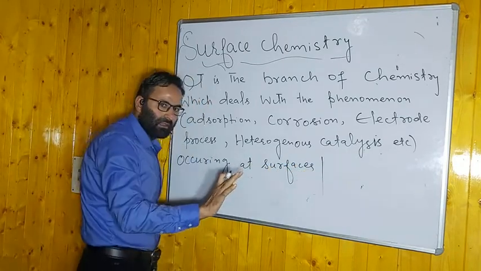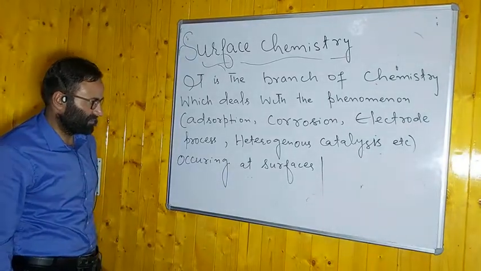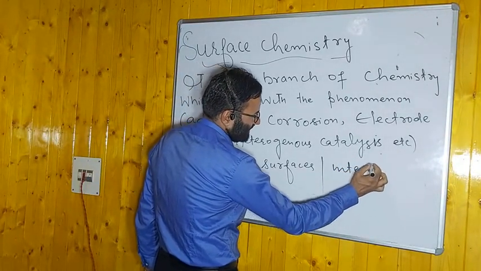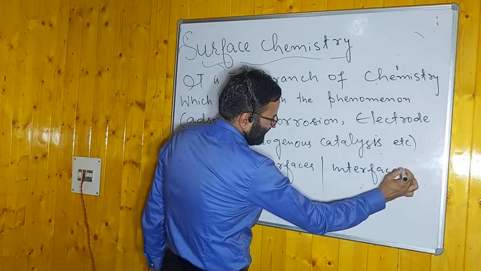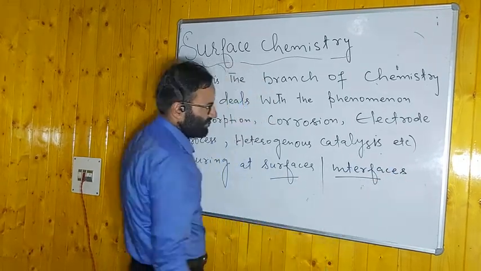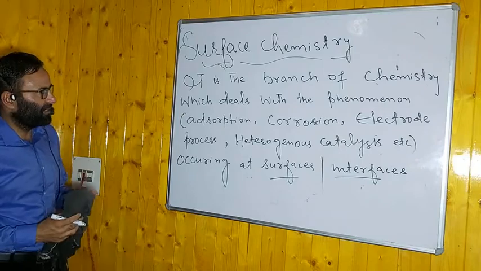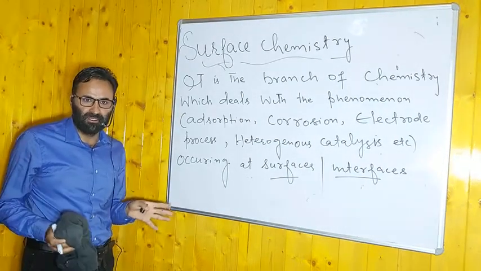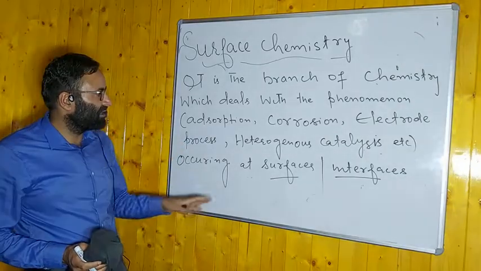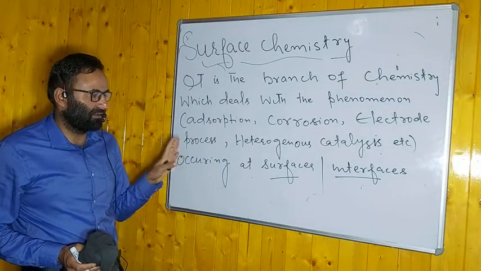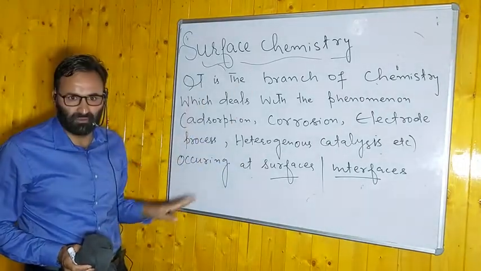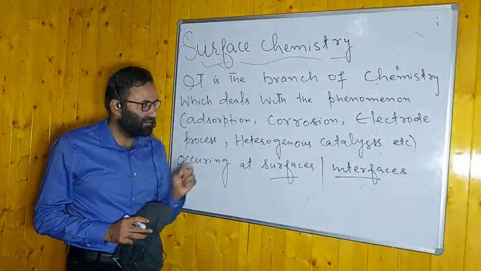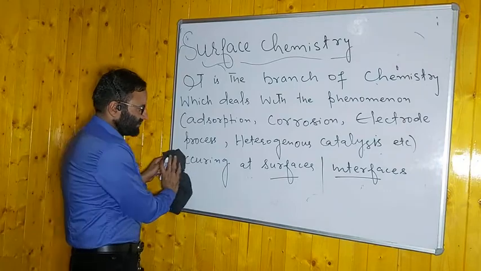Surface, it is clear there is no problem of surfaces, or we have interfaces. This is the definition of surface chemistry. It is the branch of chemistry which deals with the phenomenon occurring at the surfaces or interface. Surface means we have the surface of electrode. Remember this point. Now I will tell you what is meant by interface.